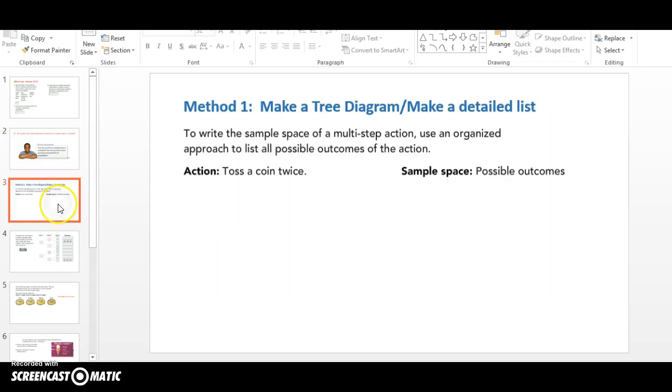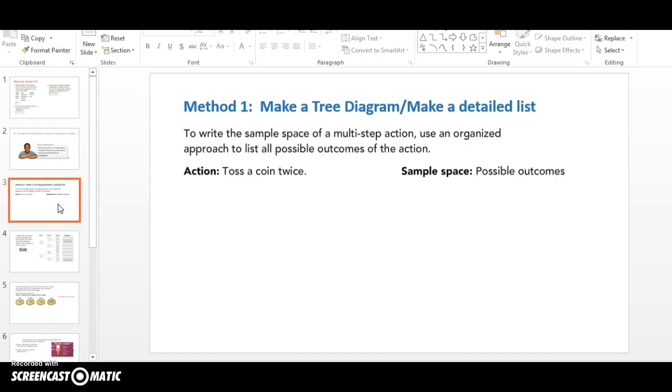So there's kind of three different ways. I've lumped these two things into one because I think they kind of go together. One is a tree diagram. The other is to make a detailed list. Sometimes I find it easier to make a detailed list, and sometimes I feel like the problem's a little too big, and so I need to make a tree diagram. So it really just depends on what I'm working on.